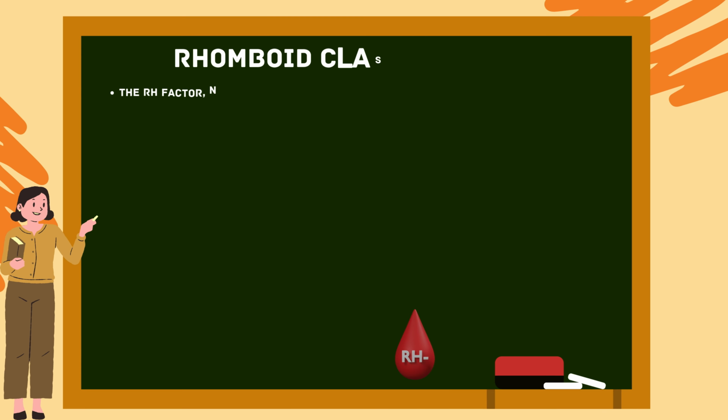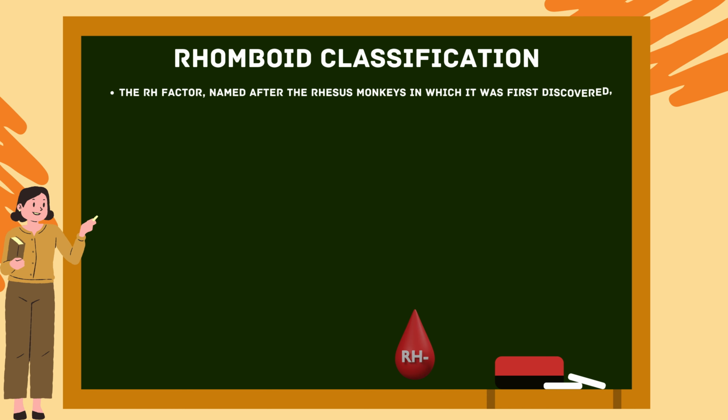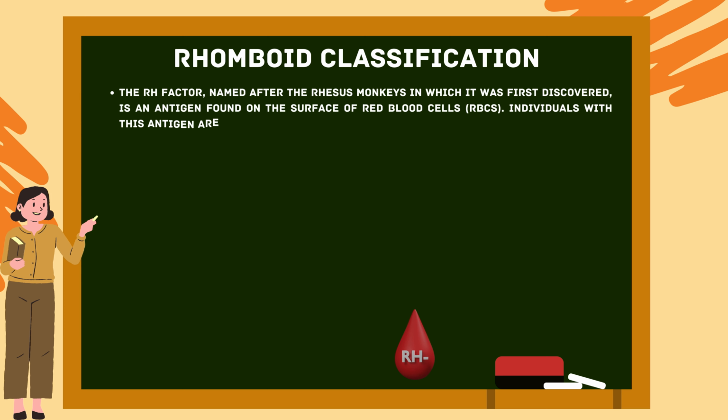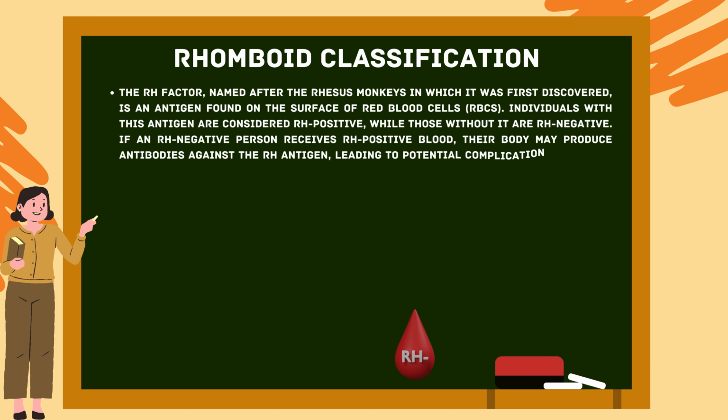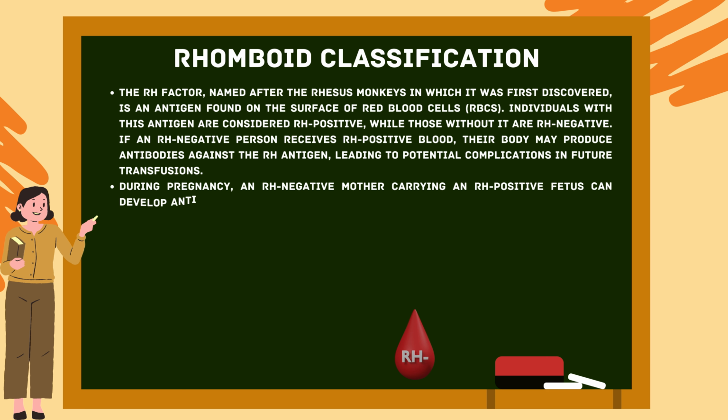Rh classification. The Rh factor, named after the rhesus monkeys in which it was first discovered, is an antigen found on the surface of red blood cells, RBCs. Individuals with this antigen are considered Rh positive, while those without it are Rh negative. If an Rh negative person receives Rh positive blood, their body may produce antibodies against the Rh antigen, leading to potential complications in future transfusions.